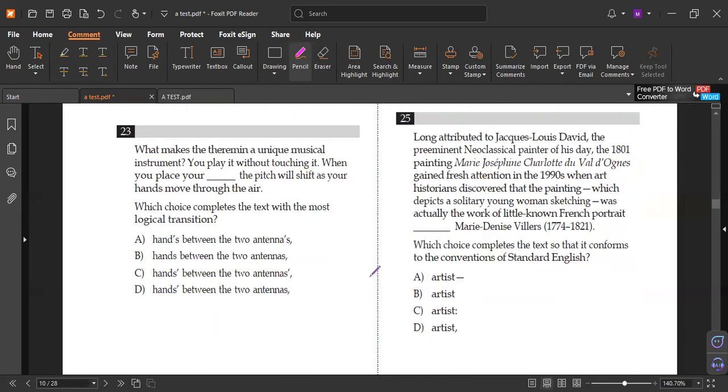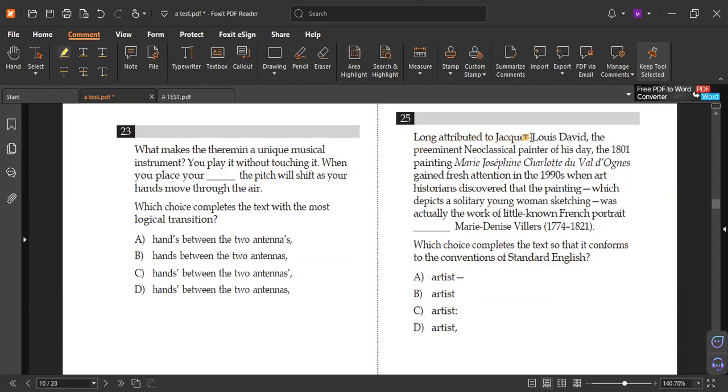Now, number 25. We follow the rules, but we read the sentence. Any question about punctuation, we read only the sentence from the beginning to the end. But the problem in this sentence is all of it is one sentence. So what can I do? Try to find clauses. Let me read and summarize.